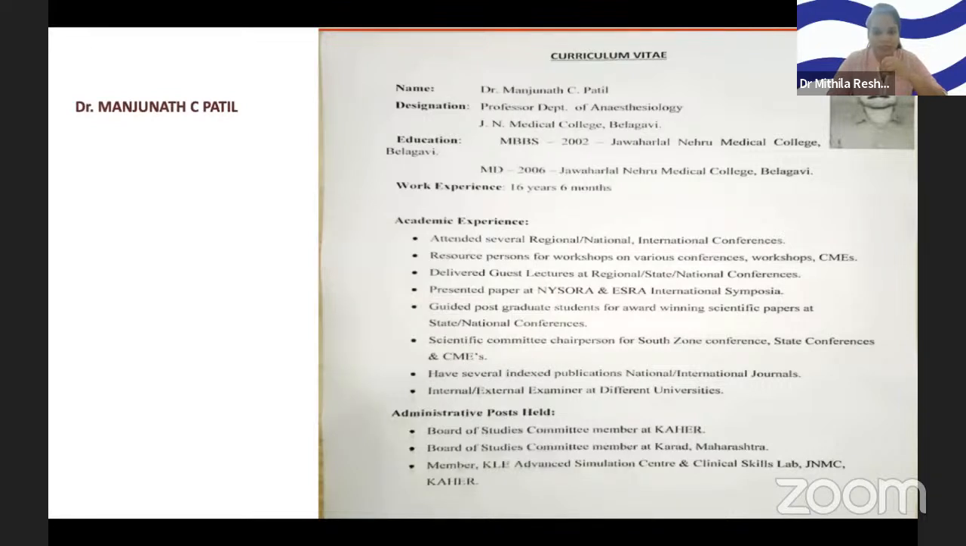His academic experience is that he has attended several regional, national, and international conferences and conducted many workshops and CMEs. He has delivered guest lectures and also presented papers at NISORA and ESRA International Symposium. He has guided most of the postgraduate students for many award-winning scientific papers. He is also a committee member of the Board of Studies at Belagavi and Karad, Maharashtra, and he is a member of KLE Advanced Simulation Center and Clinical Skill Lab, JNMC Belagavi. Welcome to both of you, sir.